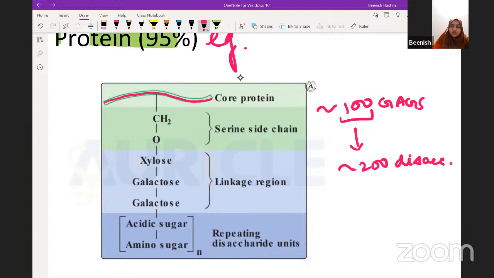Okay, and how is this attachment taking place? It is between the hydroxyl of a serine and xylose. Okay, and this linkage region is known as the trihexoside region, which has xylose, galactose, and galactose. And then you have the repeating disaccharide units.